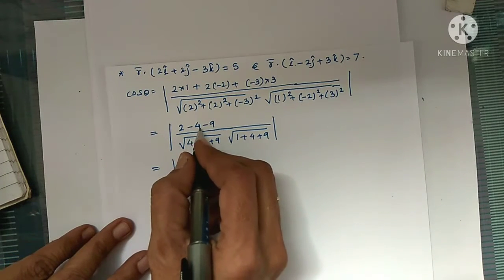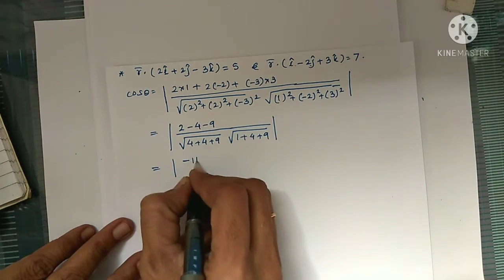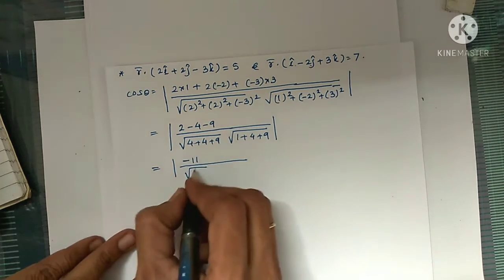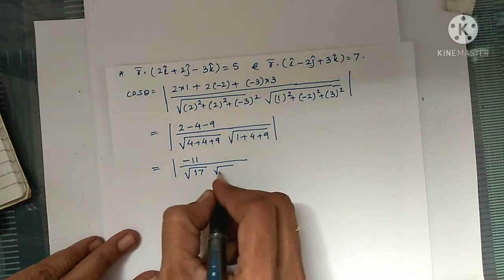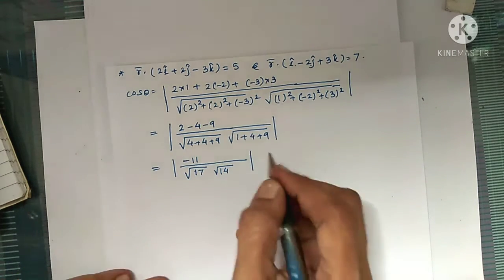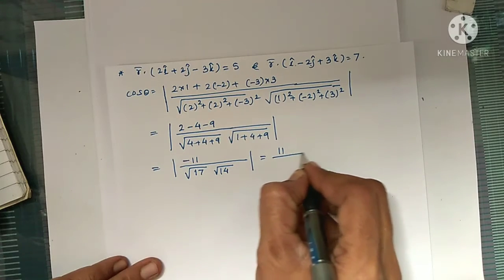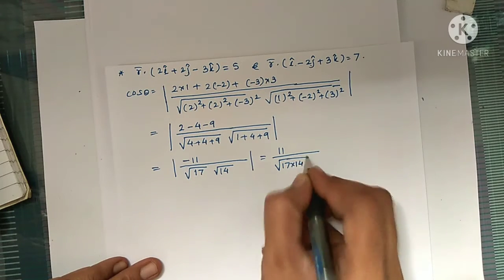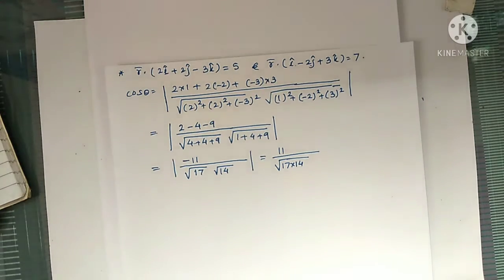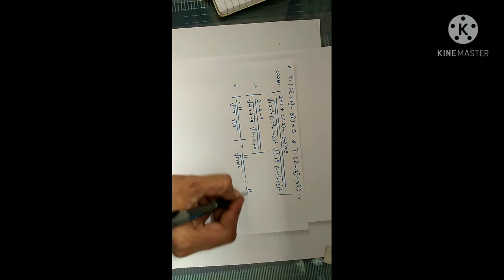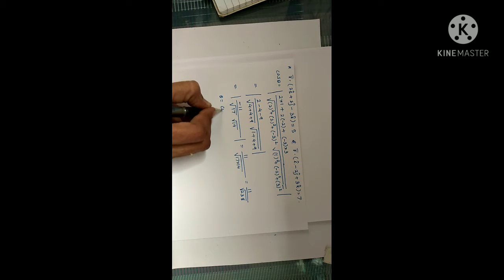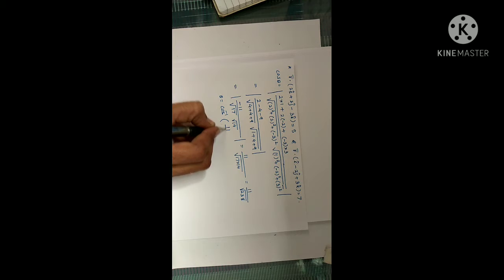So 2 minus 4 is minus 2. Minus 2 and minus 9, adding, we get minus 11. Root, this is 8 plus 9, that is root 17, and this one is root 14. So you can multiply these, root 17 multiplied by 14. Let's multiply that and write the value. That is root 238. So this is the value of cos theta. So theta equals cos inverse of 11 upon root 238.